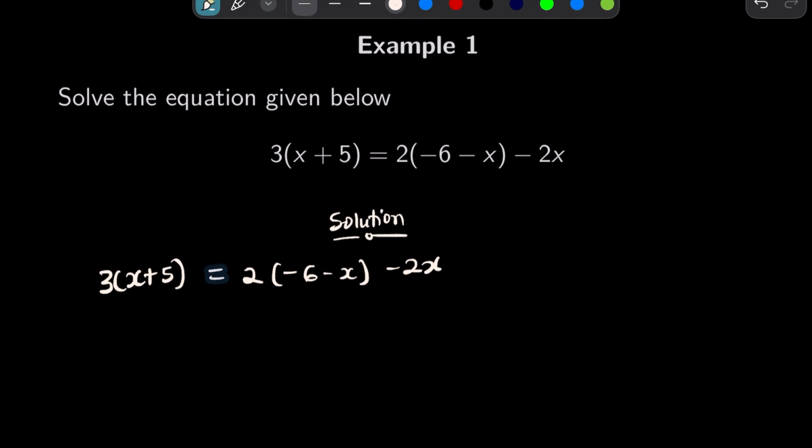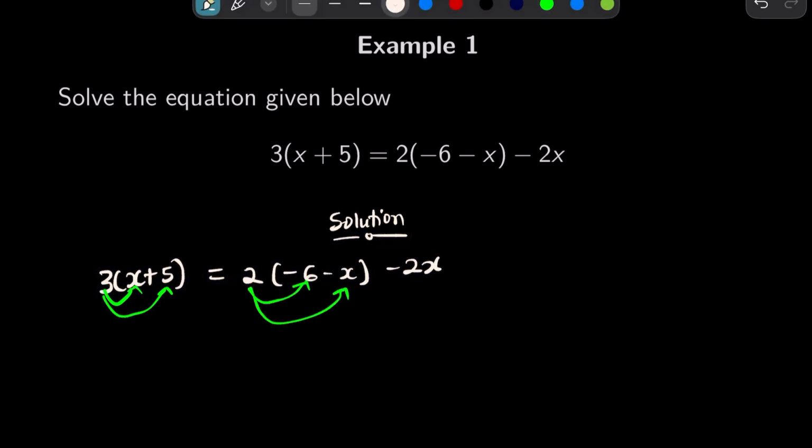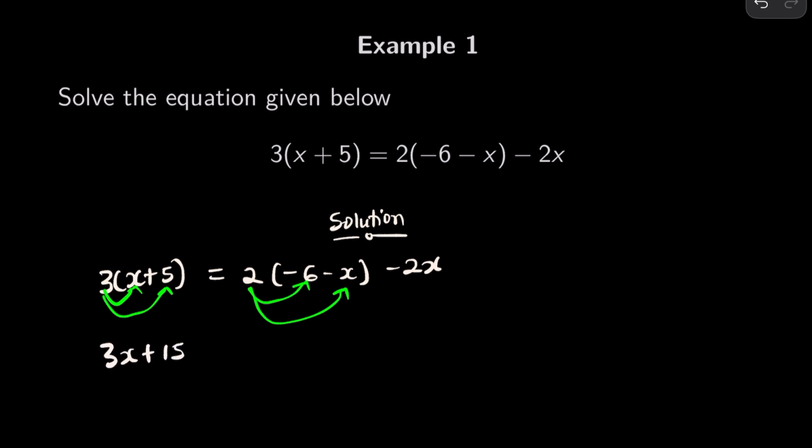And so we have to expand this, right? So this will multiply this times this. Likewise, this will multiply this, and this will multiply that, right? And so doing so, we are going to have 3x plus 15 is equal to 2 times minus 6 is minus 12. 2 times minus x is minus 2x, then minus 2x.